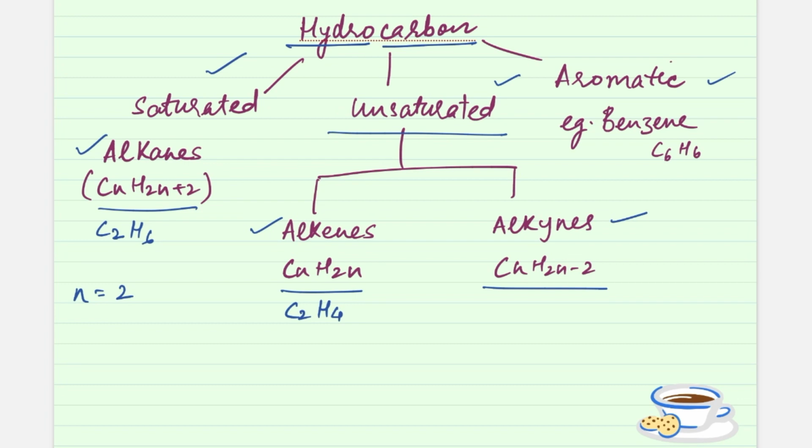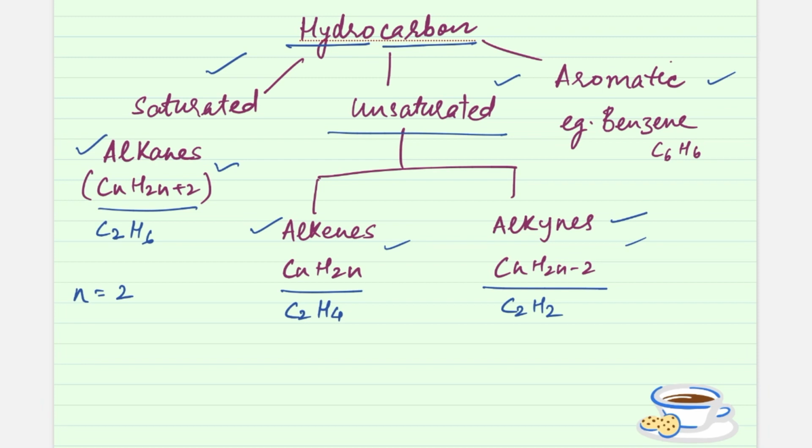And the formula of the alkyne having 2 carbon atoms will be C2H2. If you compare the formulas, you can see that the number of carbon atoms is the same, but the number of hydrogen atoms is decreasing. When you are going from alkanes to alkenes and from alkenes to alkynes, the number of hydrogen atoms is decreasing, whereas the number of carbon atoms is the same.